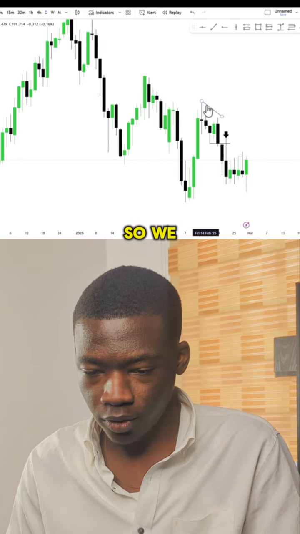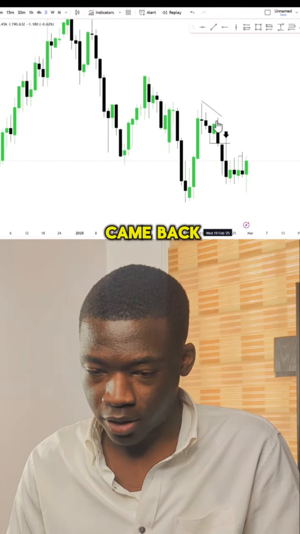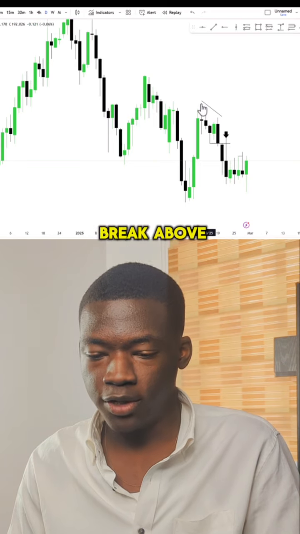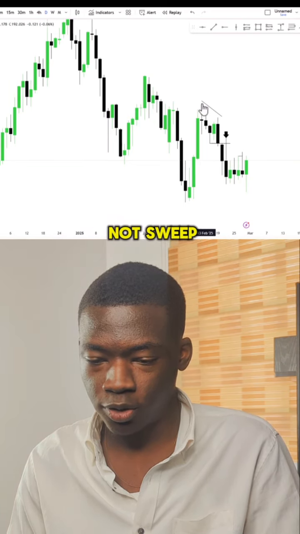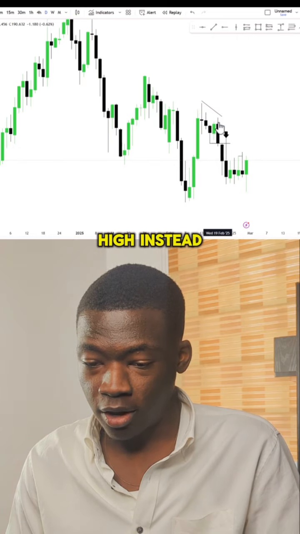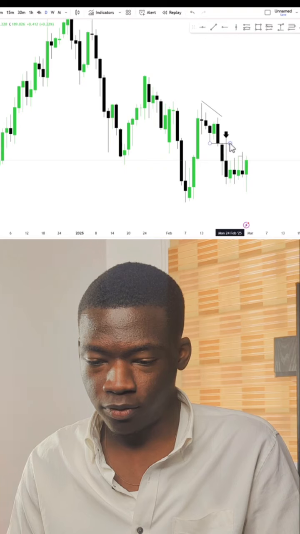So we see that after the formation of this high, then this low, price came back up but was unable to break above this high. So we call that a failure swing, right? Because this high did not sweep liquidity above this high. Instead, after failing to take out this high, it shifted structure right below this low, right?